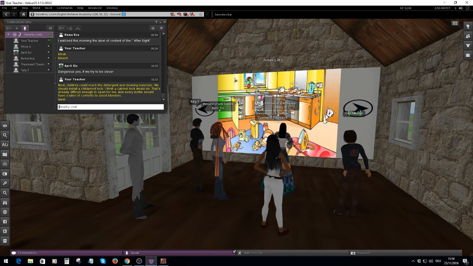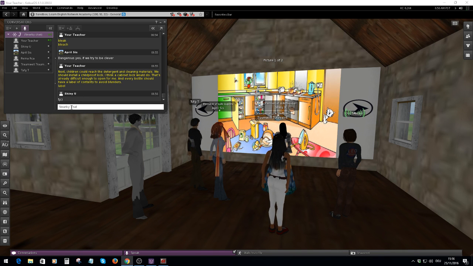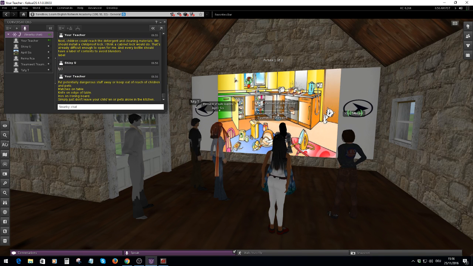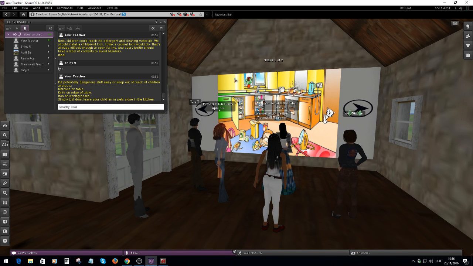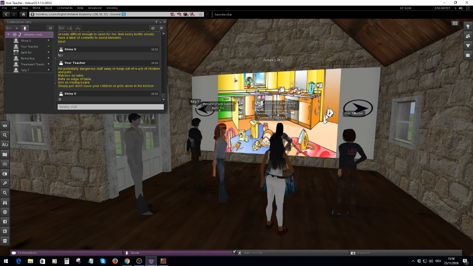We'll go next to Shiny's text. See what she's got for us. You've got exactly the same point, but you've actually given us some advice, not just that it's dangerous. So put potentially dangerous stuff away or keep it out of reach of children and pets. You're still worried about that cat, aren't you? Keep it out of the reach of children and pets.